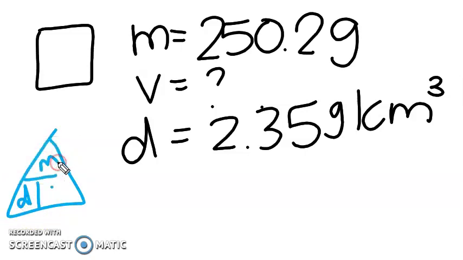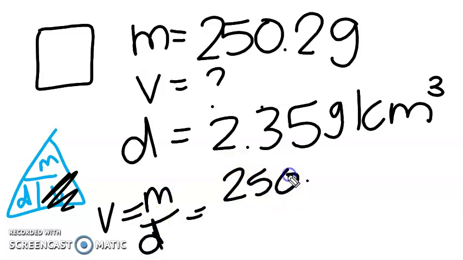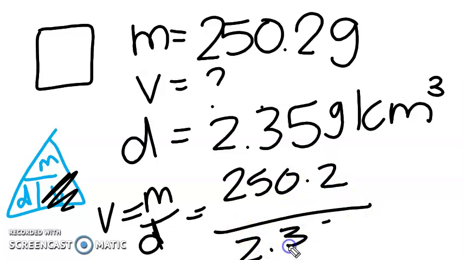Okay, so remember in our density problem, D equals M over V. So if I'm solving for volume, I'm going to cover that little guy up. And so my equation is going to be V equals M over D. So my M is 250.2 and my D is 2.35. But let's take a second. Let's look back up here and figure out our sig figs.